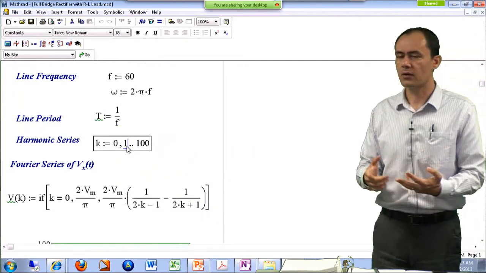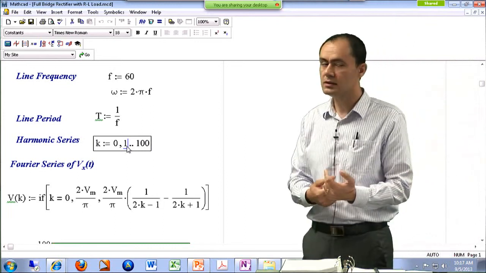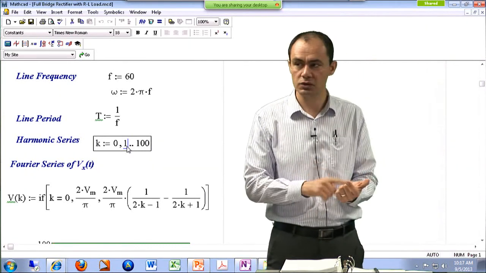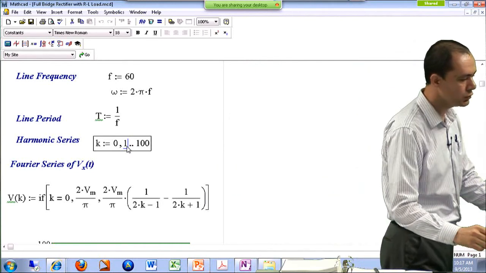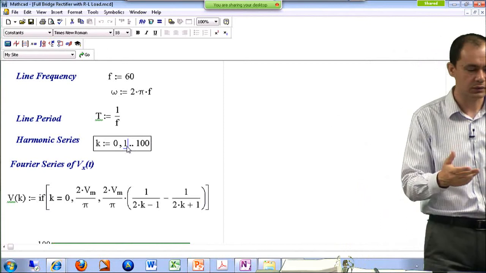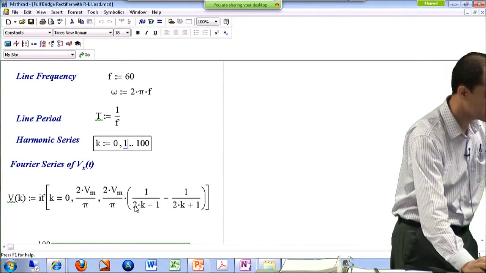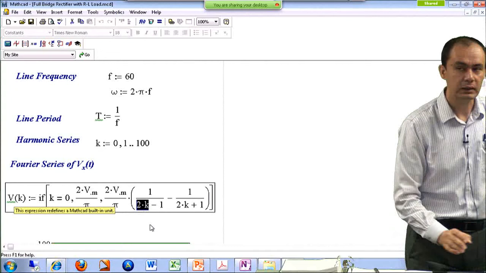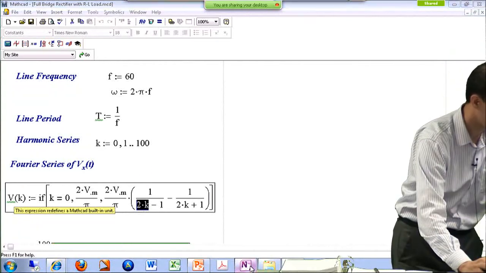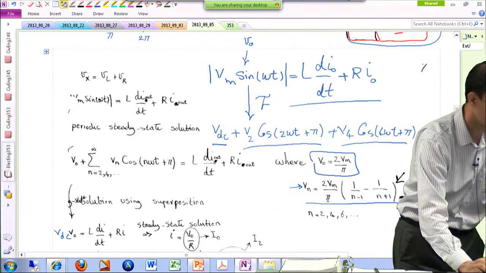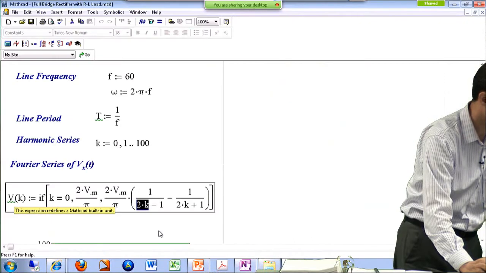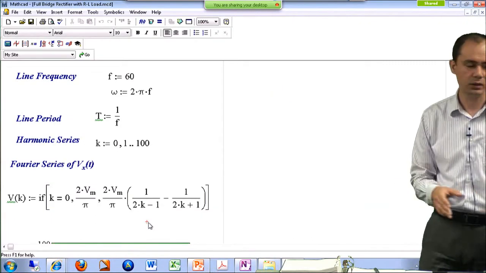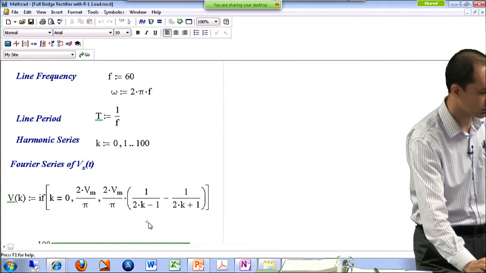I already mentioned that I have harmonics at 0 frequency, which is DC, then twice the line frequency, which is 120 hertz, and 240 hertz, and things like that. So I'm using 2K as the N, which was counting our harmonics. This 2K that appears over here is the N that I had in this equation over here. So I have 2Vm over pi, 1 over n minus 1, minus 1 over n plus 1. And if you replace n with 2K, you're going to end up with this equation.